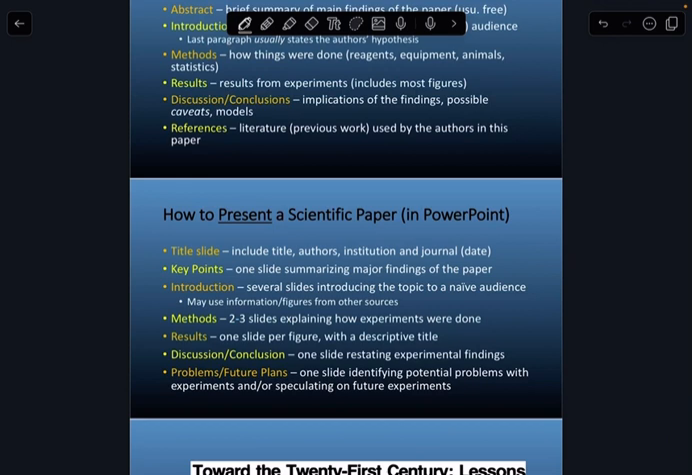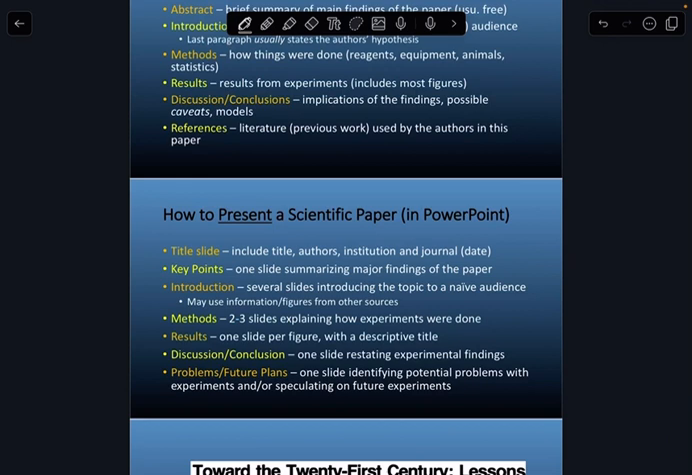The discussion conclusion: one slide restating the experimental findings. So the key points, you tell them what you're going to tell them. The introduction, methods, results, you tell them. The discussion conclusion, you tell them what you told them. You're just restating the main points of the paper. Hopefully once you've said them 3 times, they will stick with people.